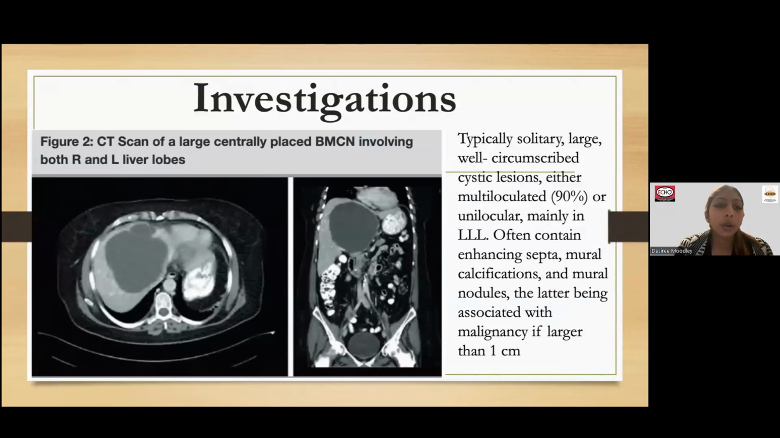So on CT scan, these are typically solitary, large, well-circumscribed cystic lesions. They're multiloculated, the vast majority at 90%, or they can be unilocular, mainly in the left lobe of the liver. As I mentioned, they often contain enhancing septa, mural calcifications, and mural nodules, and the latter is associated with malignancy if it's bigger than 1 centimeter.